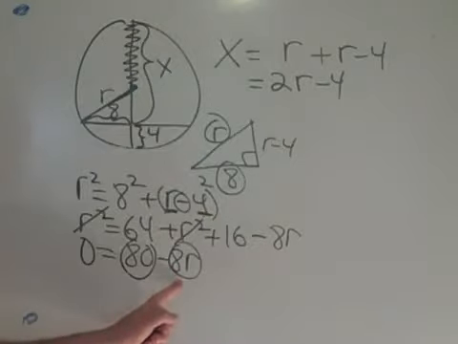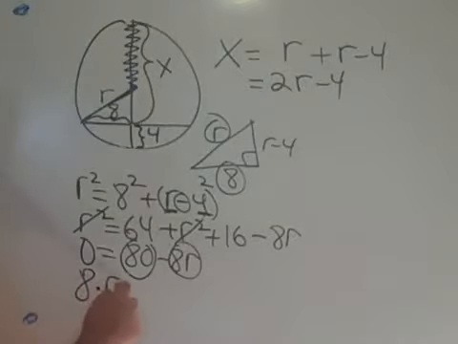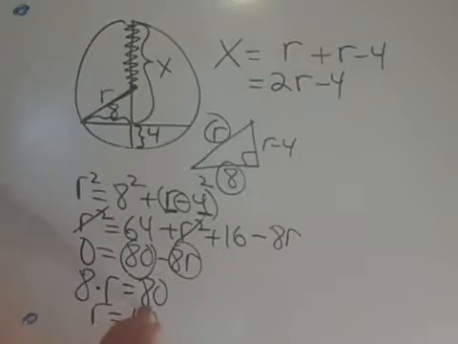That must be 80 after all. 80 minus 80 gives you 0. So 8r, 8 times r, is 80. Well, 8 times 10 is 80. So r is 10.